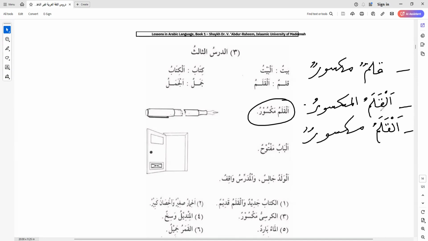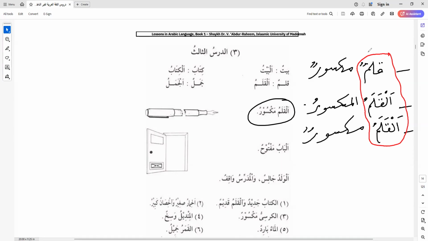Now pay particular attention to the first part. Pay particular attention to the column, the pen. Look at it from the first column here. So you see that here, there's no definite article. Here, there's definite article. Here, there's definite article.